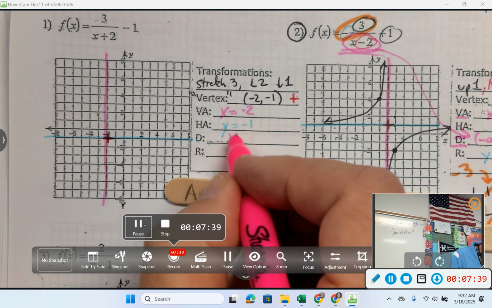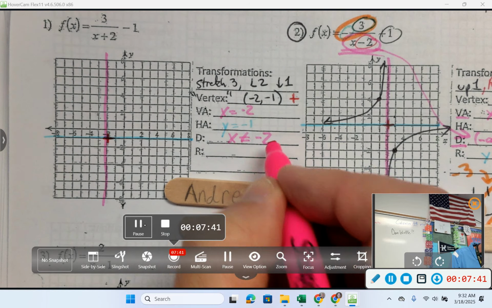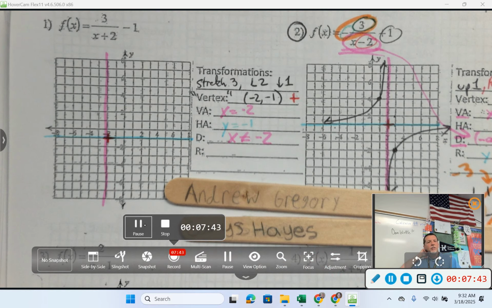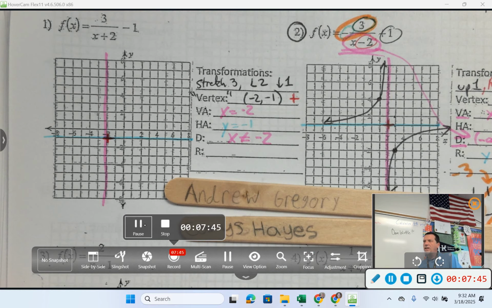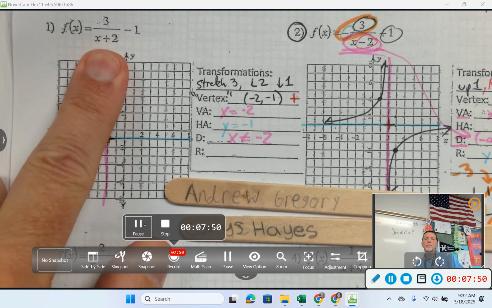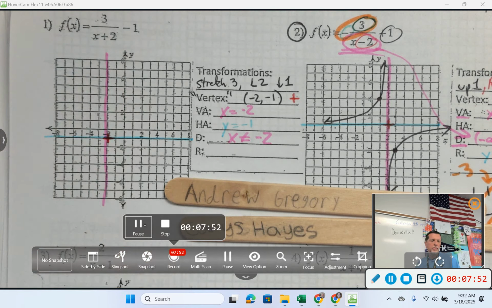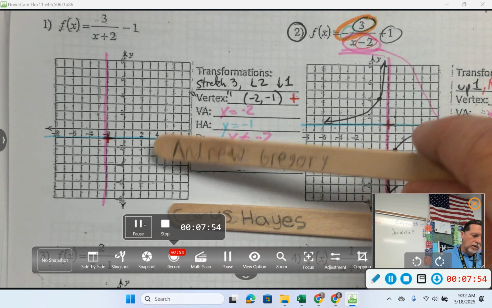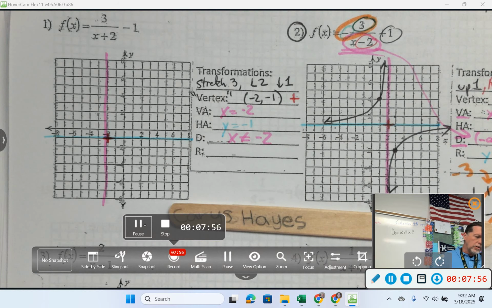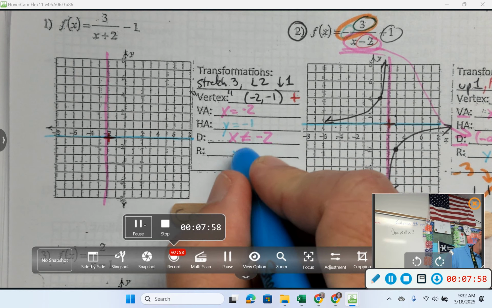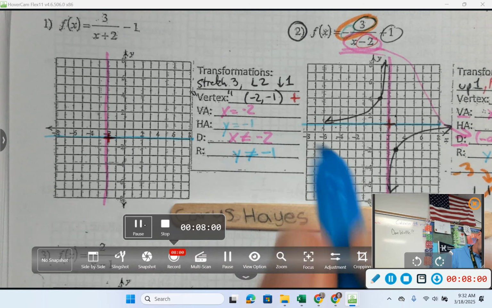X can't be -2. And tell me from the equation, Andrew, how you know that X can't be -2. Yep, can't have a 0 in the bottom. So that's why X can't be -2. Karis, how about the range? It can't be -1.